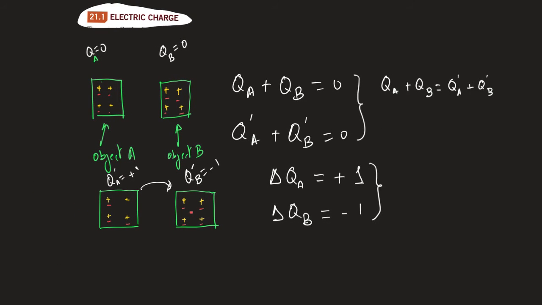Let's start now. This is chapter 20, section 21.1 that we are going to talk about. And the idea is like this. Imagine that you have an object A with charge 0. What does it mean to have charge 0? It doesn't mean that it doesn't have charge. It means that the sum of all the charges, the positive and the negative, sums to 0. So imagine that the object A has 4 positive charges and 4 negative charges.